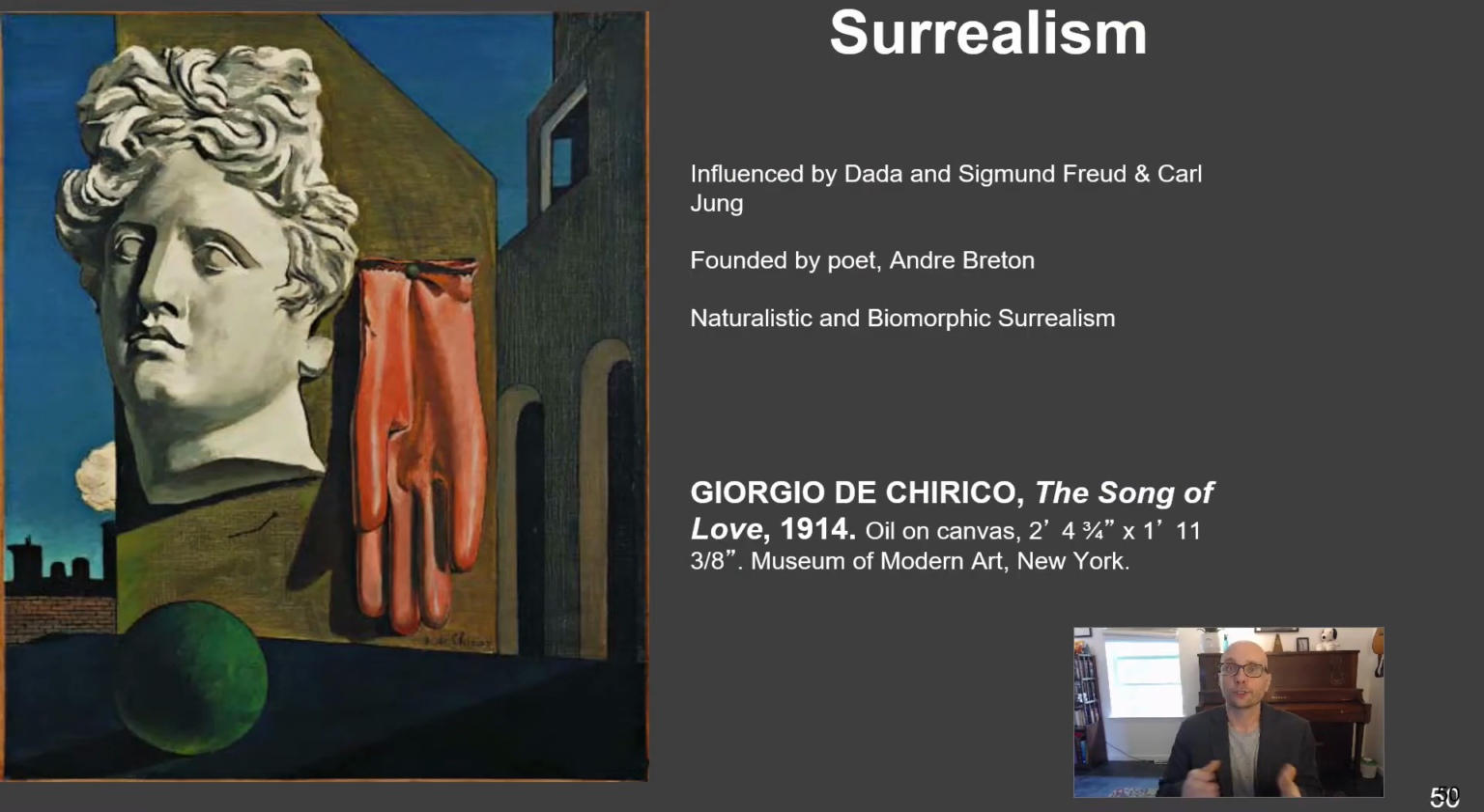Leaving the New Objectivists, let's take a look at a very important movement in the history of modern art, and this is Surrealism. Surrealism draws a lot from the Dadaists. Dada basically says that the world is absurd, the world is maybe inherently broken, and that we should embrace randomness and absurdity, a way of completing this process of self-destruction. And Surrealism says something similar.